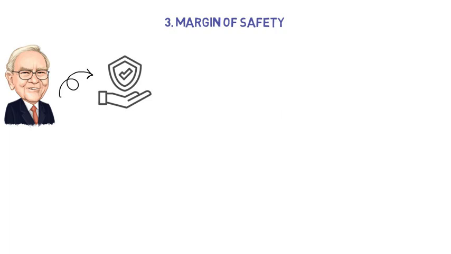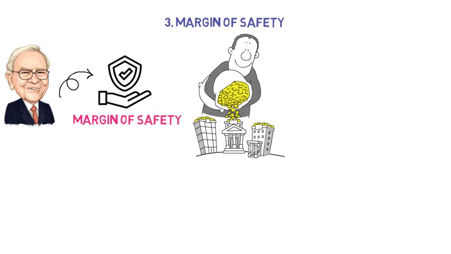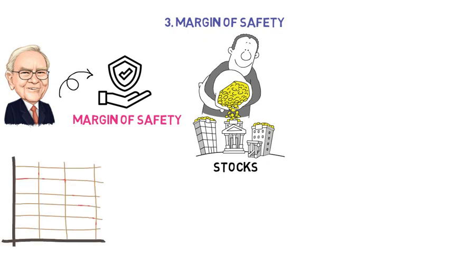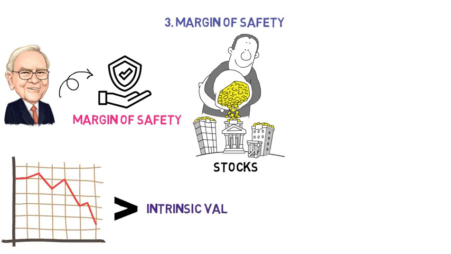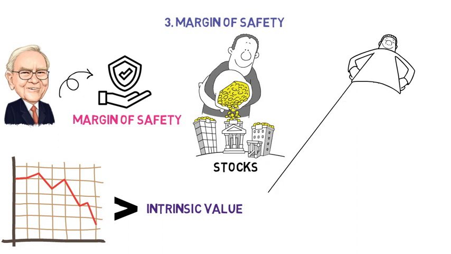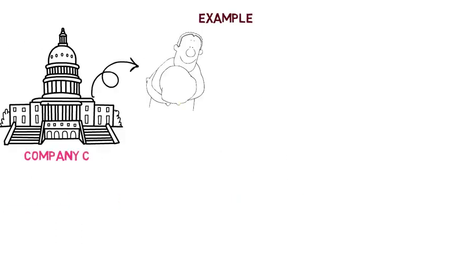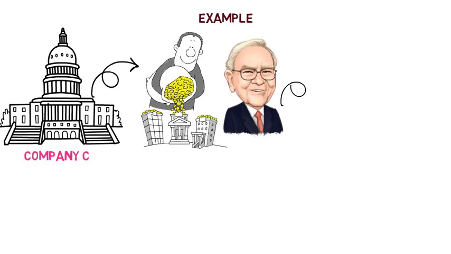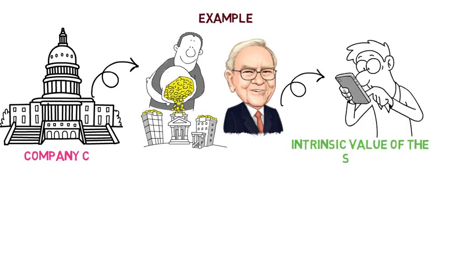The third concept that Warren Buffett emphasizes in his analysis is the margin of safety. This is the principle of investing in stocks when they are significantly undervalued compared to their intrinsic value, providing a cushion against potential losses. Suppose we identify company C as a potential investment, so Buffett would calculate the intrinsic value of the stock based on his analysis.